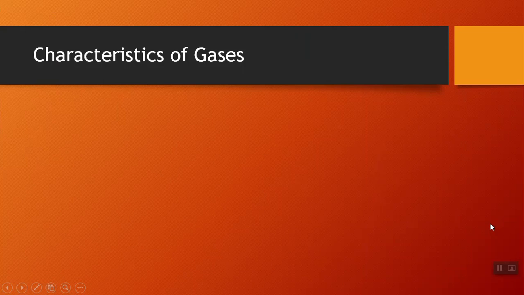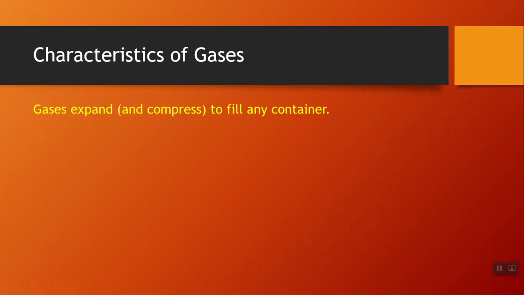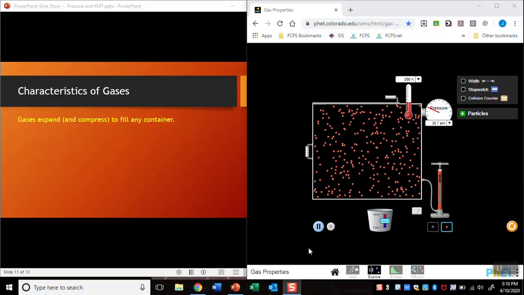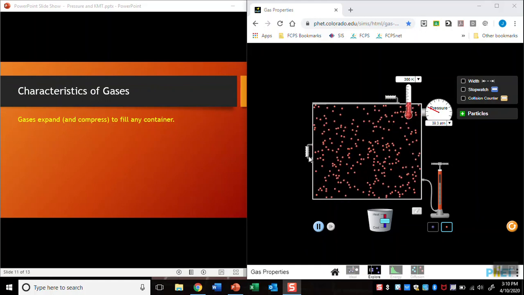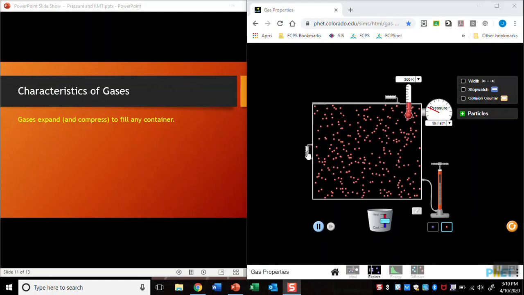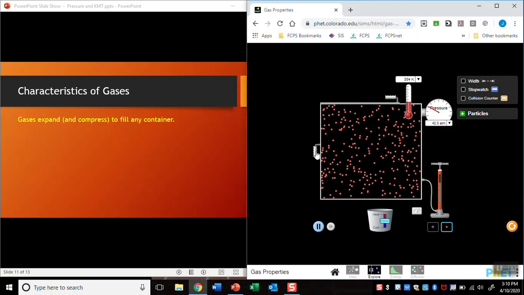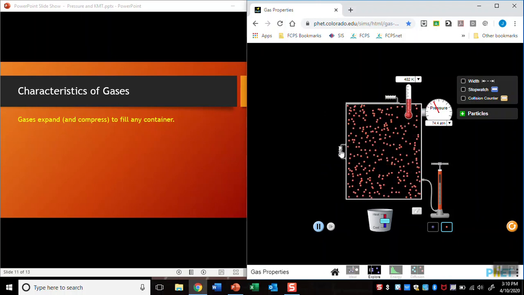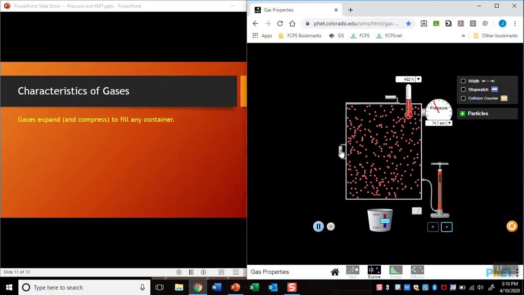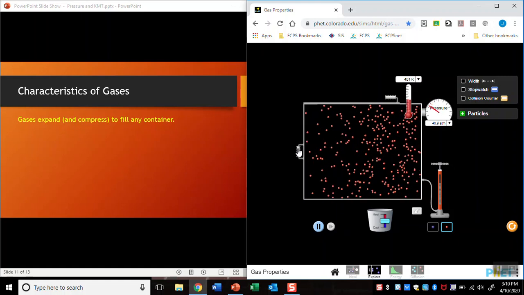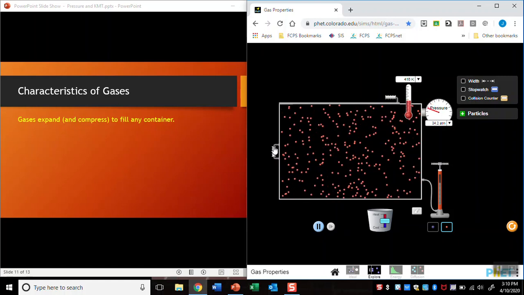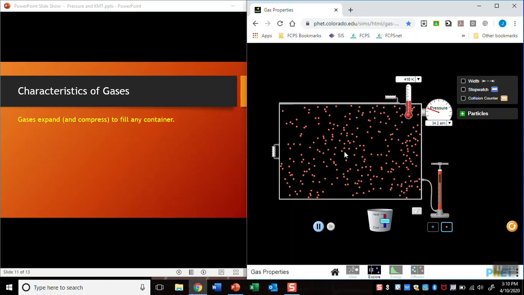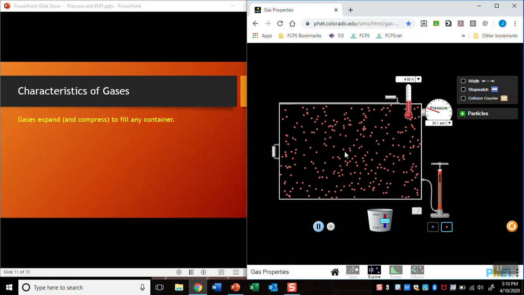So let's talk about the characteristics of gases, the behavior of gas. Okay? Gases expand and compress to fill any container. So taking you back to the simulation, if I were to change the size of the container, the volume of the container, so if I make it smaller, you can see that the gases are compressing to fill the container. And then if I make it bigger, again, the gas particles are now expanding to fill the container, right?